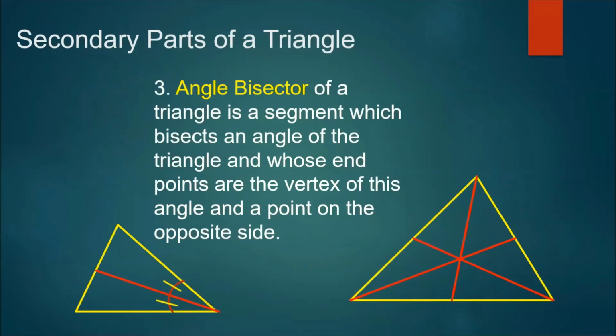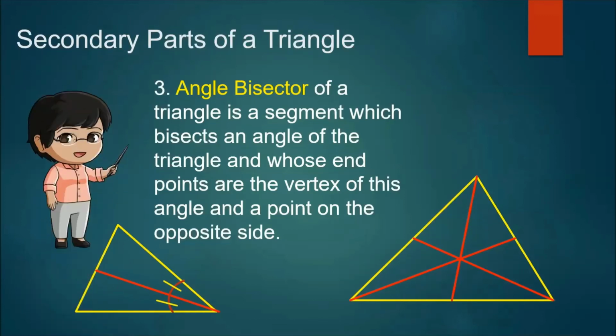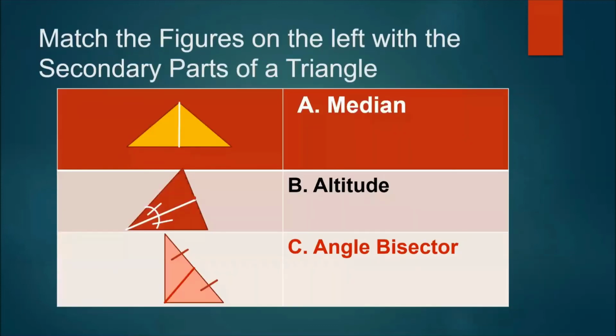Angle bisector. An angle bisector of a triangle is a segment which bisects an angle of a triangle and whose endpoints are the vertex of this angle and a point on the opposite side. We can have 3 angle bisectors within a triangle. And they are also concurrent lines.